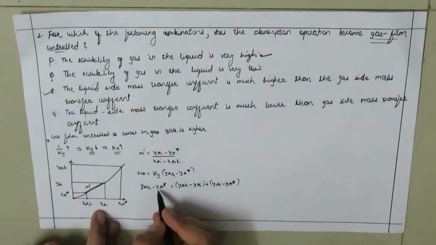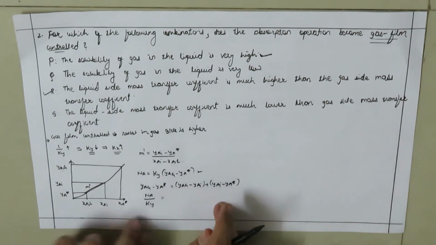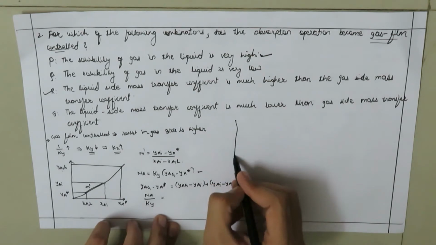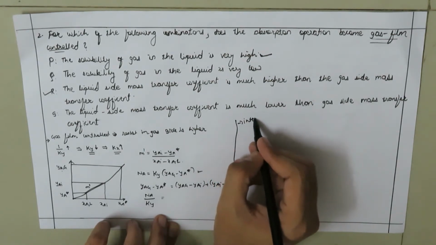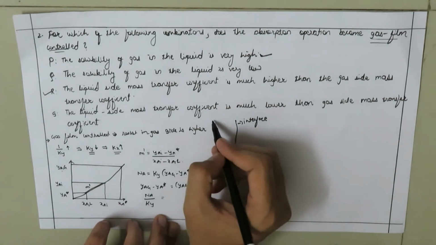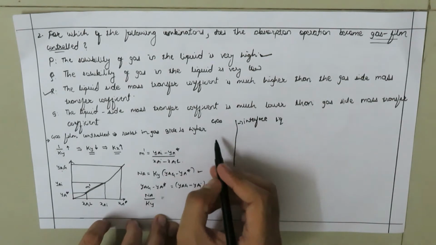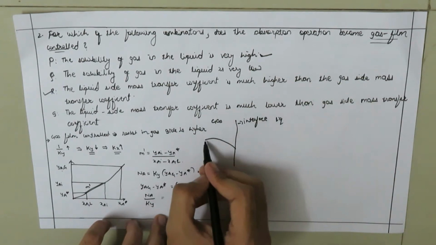So this yAG minus yAi can be written from this equation, that is the molar flux NA divided by the capital Ky, yAG minus yAi. So from the concept of the two resistance, we know that if we draw a curve, this is our interface, and here we have our gas side, here we have our liquid side. And if you draw the curve, it will be something like this.